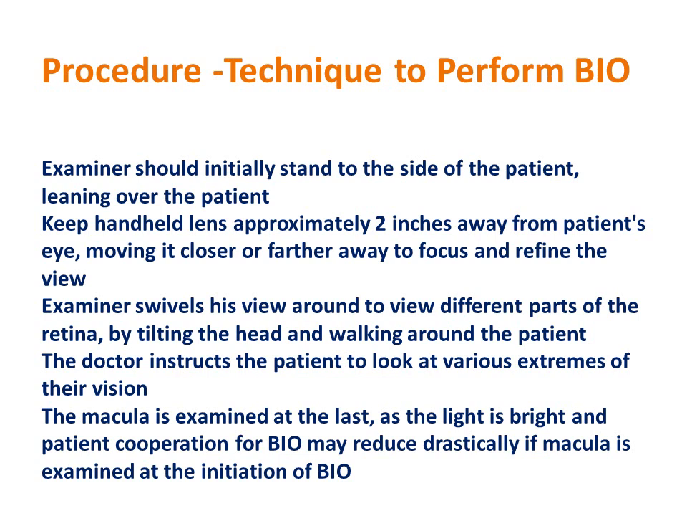So the examiner should initially stand to the side of the patient, leaning over the patient. Keep the handheld lens approximately 2 inches away. I am talking about a plus 20D lens. There are various types of condensing lenses that can be used, but a very commonly used lens is around plus 20 diopters. That has to be kept around 2 inches away from the patient's eye. Moving it closer or further away from the eye to focus and refine the view, you have to have a lot of skill in focusing the posterior segment by using this condensing lens and the binocular indirect ophthalmoscope.